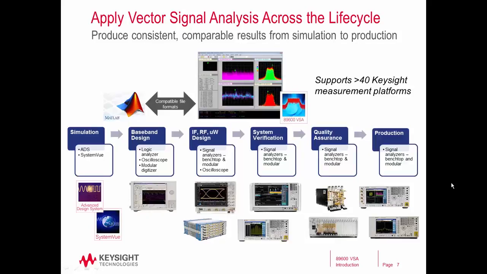And then as you move along through your design process, through the initial testing and turn on to the design validation and production, you can select the hardware front end that best meets your needs. For example, you can use an oscilloscope or a logic analyzer for the baseband design. You can then use a benchtop signal analyzer to do the system verification. Then you could move to a high-speed signal analysis platform for your production needs.